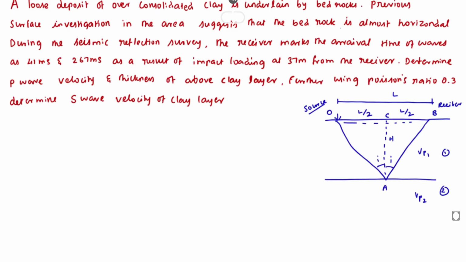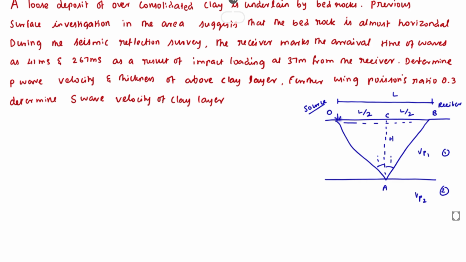Today we are going to see a problem related to foundation engineering, in the topic of site investigation, particularly the seismic reflection method. The seismic reflection method is mostly used as an indirect method for soil investigation. In this method, there is one source which provides shock waves, and two types of waves are created: direct waves and reflected waves.